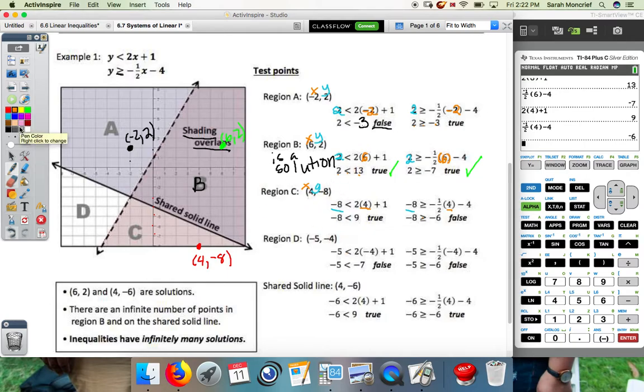All right, and now let's check region D. Region D, where we have 5, negative 4. 1, 2, 3, 4, right here. Now, is this in a region of any shading? So will this one even be a solution to any of them? I don't know. Let's check it out. So we have x is negative 5 and negative 4 is y.